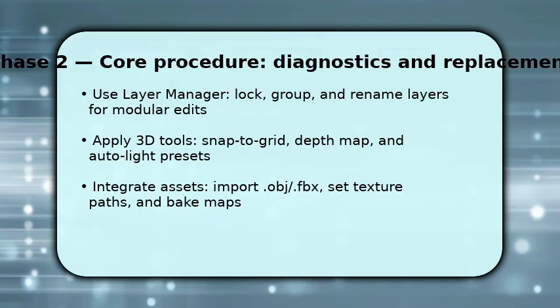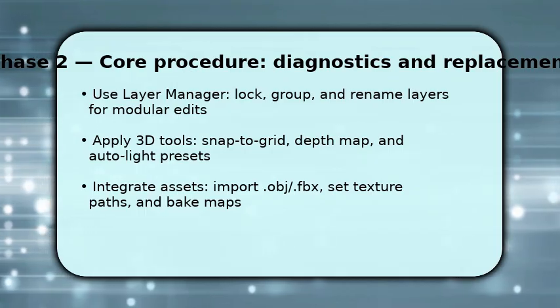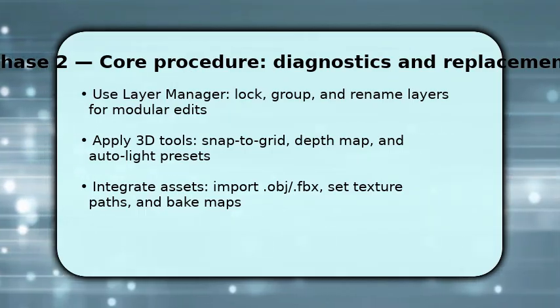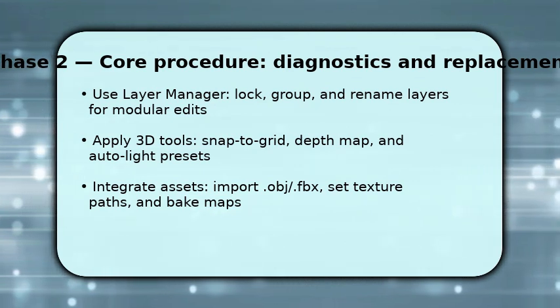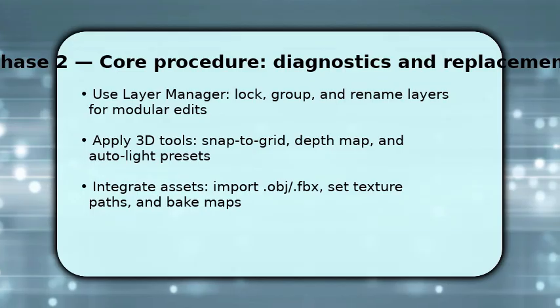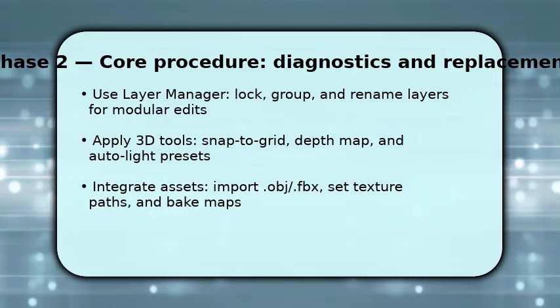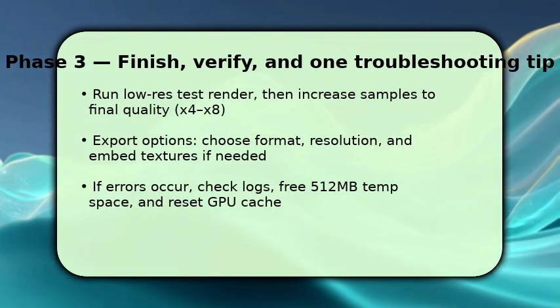Once positioned, import models, OBJ or FBX, link textures, and bake ambient and normal maps to lock visual fidelity before final adjustments. You finish by running a low-resolution test render to confirm composition and timing.